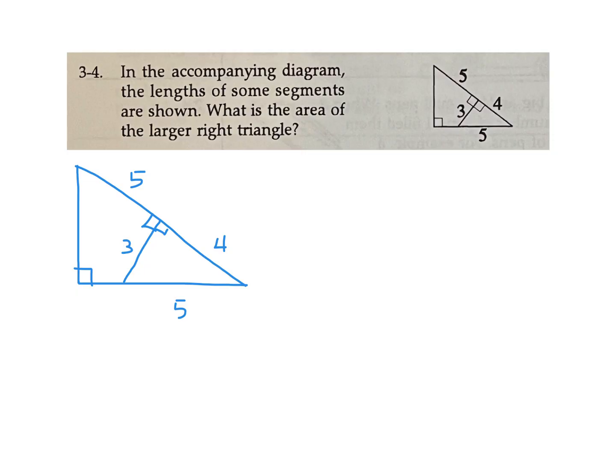I think similar triangles, but let me just label some stuff first and then I'll kind of proceed. So this segment I'll call B, and then this segment from there to there I'll call A, and then the rest is 5. So the area of that big triangle is 1/2 base times height. So the base is A plus 5 and the height is B. Okay, but obviously I need to find the values of A and B.